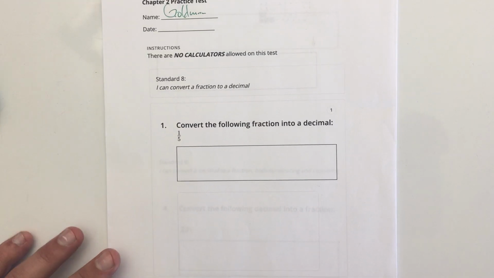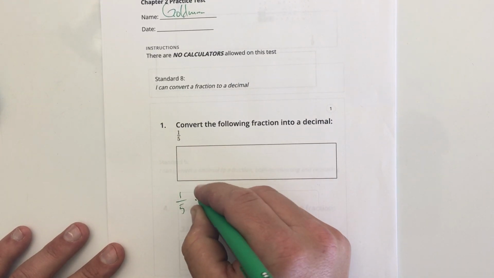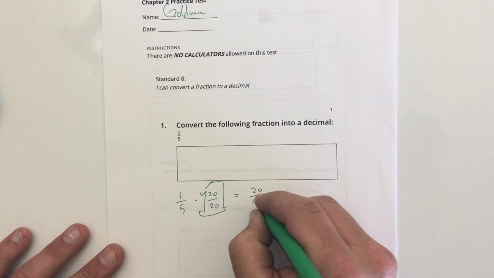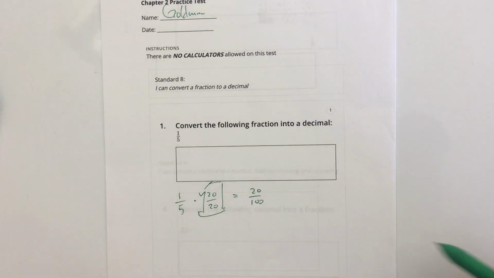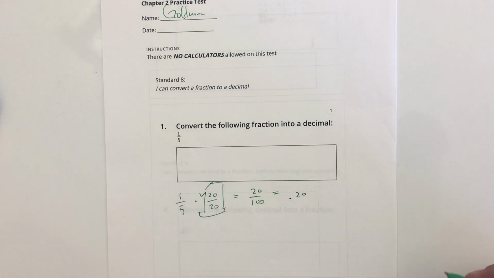Convert the following fraction into a decimal, 1/5. A lot of ways to do this. You could do 1/5 times the giant 1 of 20 over 20, which would give us 20 over 100. This makes sense because 20 over 100 is very easy to rewrite as a decimal of 0.20.